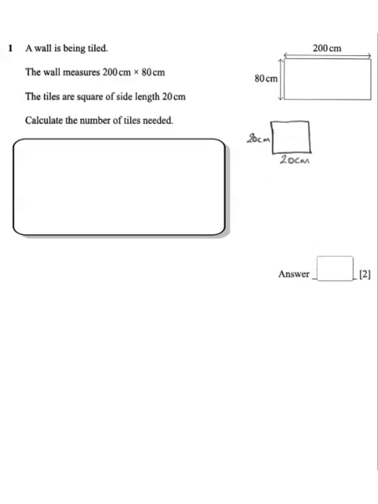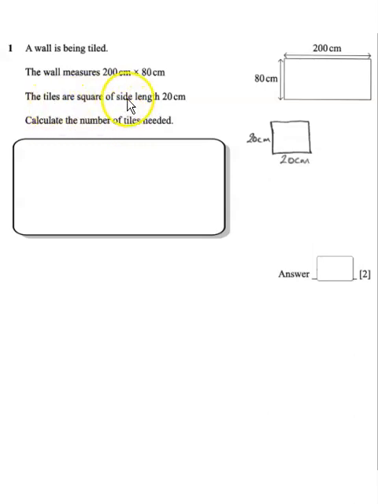So for question 1, it says a wall is being tiled. The wall measures 200 centimeters by 80 centimeters. The tiles are square of side length 20 centimeters. Calculate the number of tiles needed.